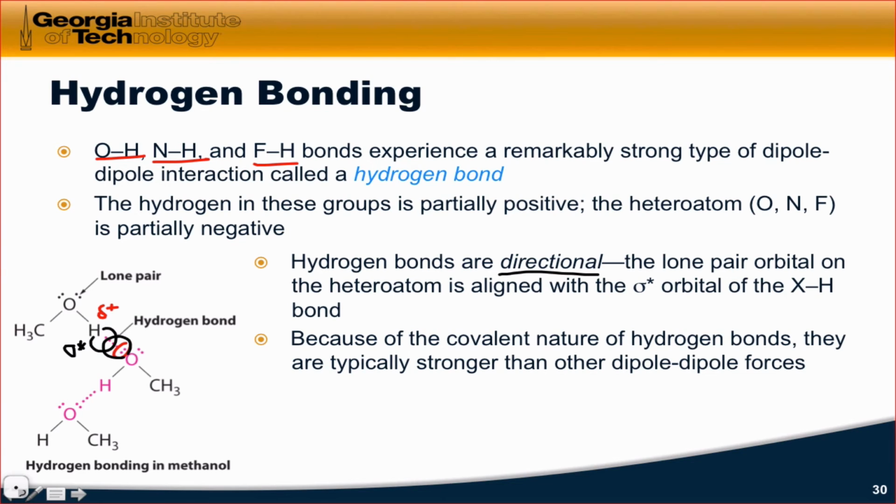And if you look, for example, at a picture of ice at the molecular level, you'll notice a regular lattice of directional hydrogen bonds. Because of this directionality and the strong polarization of the OH bond, hydrogen bonds are typically stronger than other comparable dipole-dipole forces.